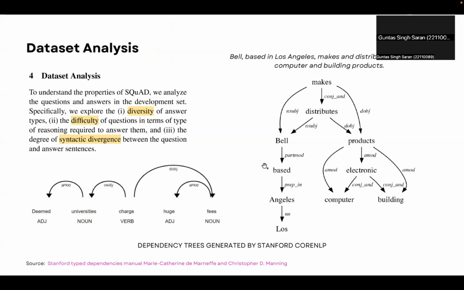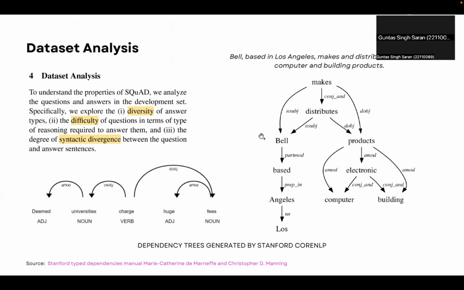Okay. So now I'll be moving on to the data and analysis part. Since they have curated a data set, SQuAD, their task was also to give some statistics about this data set. They did three sorts of statistics. They gave what sort of diversity there is in the answer types that the users are answering, and what the difficulty of questions which the users have proposed is. And they tried to quantify these two terms using some existing parsing trees.